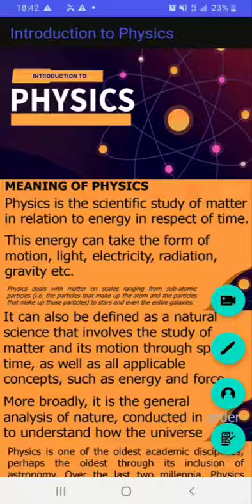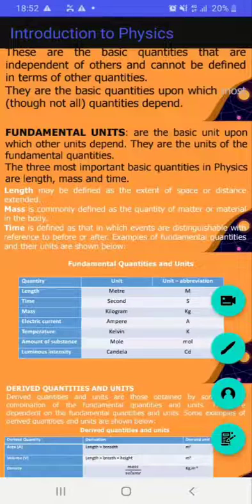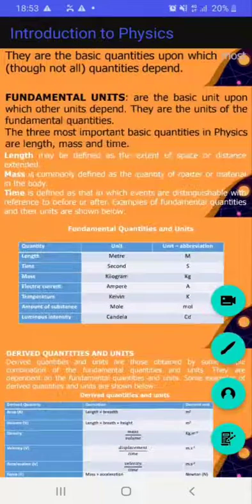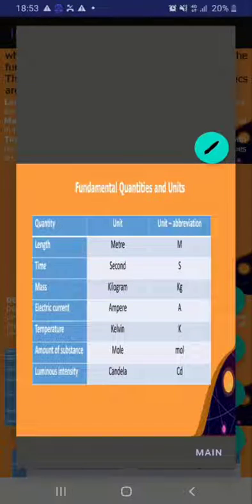Considering an important subject matter in physics, and it is tagged Introduction to Physics. Physics is a scientific study of matter in relation to energy in respect of time. Examples of fundamental quantities are being illustrated thus. Fundamental quantities and their units.